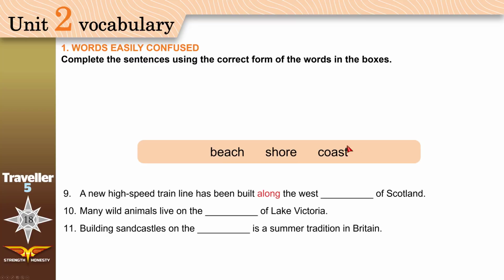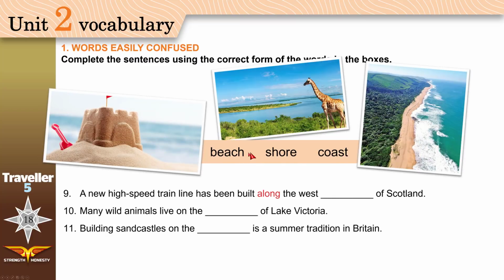Beach, shore, and coast. Nouns. They can be confusing. Beach is an area of land that is next to the sea or the ocean. Shore is the land along the edge of lake, sea, or ocean. Coast is the land along the sea or ocean. Now I want you to pay attention to the pronunciation of this word. It's coast. This is cost. These two can be confusing to many. This is cost and this is coast. Different words, different pronunciations, different meanings, okay?